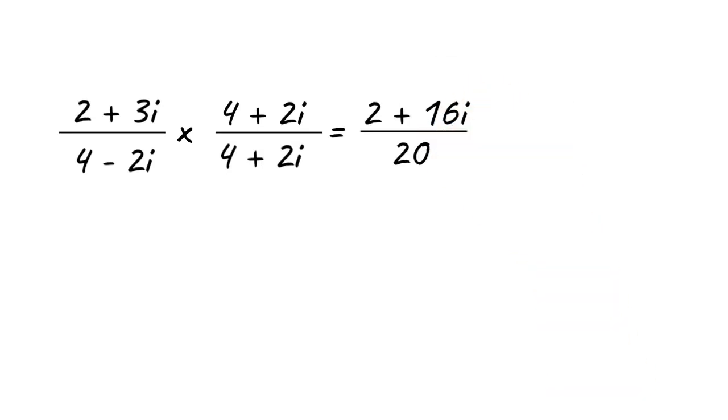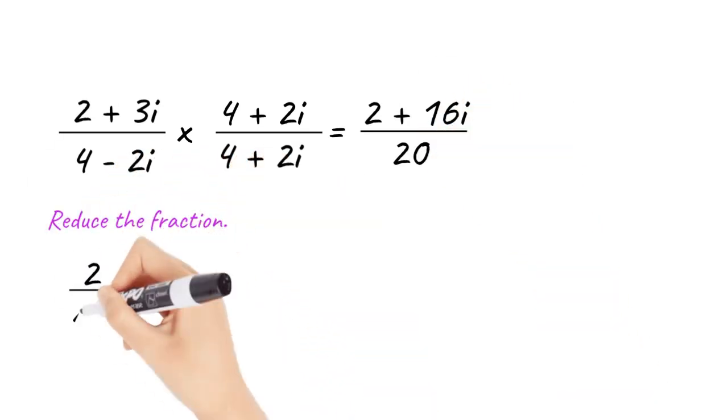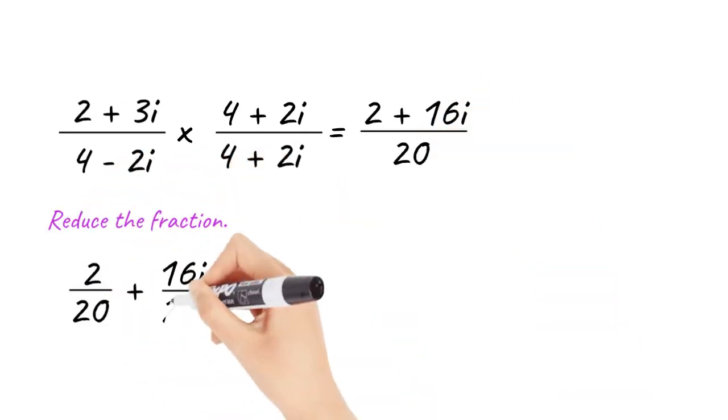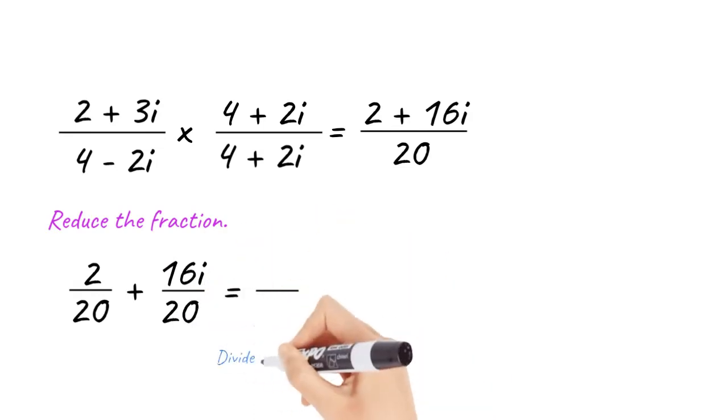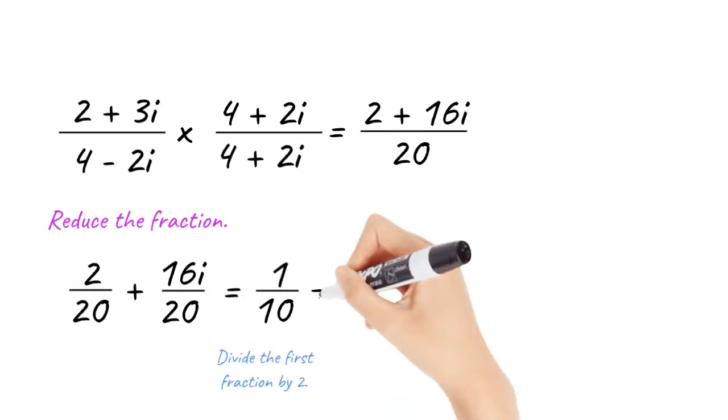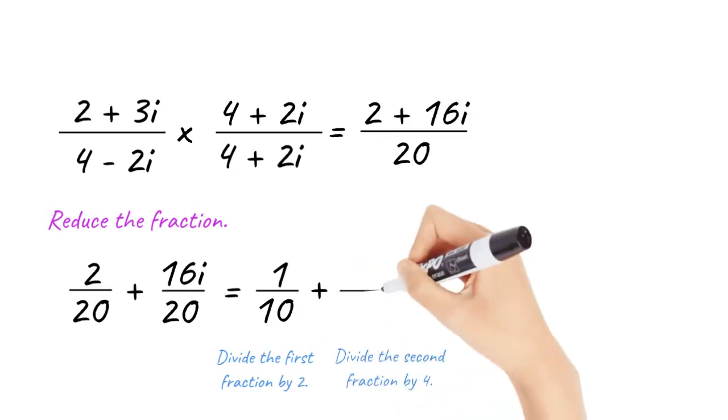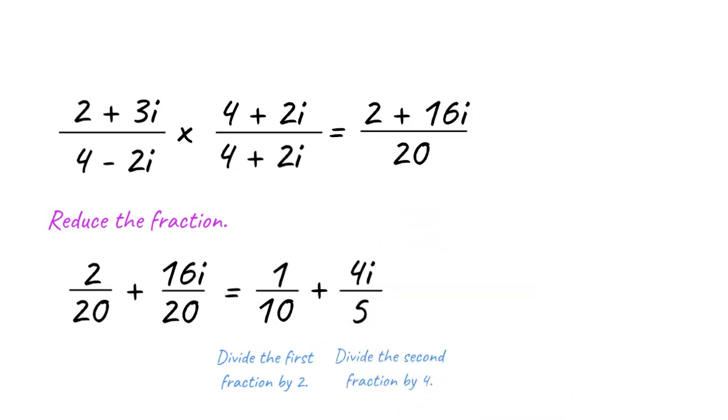Now that you have completed multiplication, check the fraction to see if you can reduce it. Then rewrite the final product in standard format. This is one of the few times that we do not combine like denominators into one fraction.